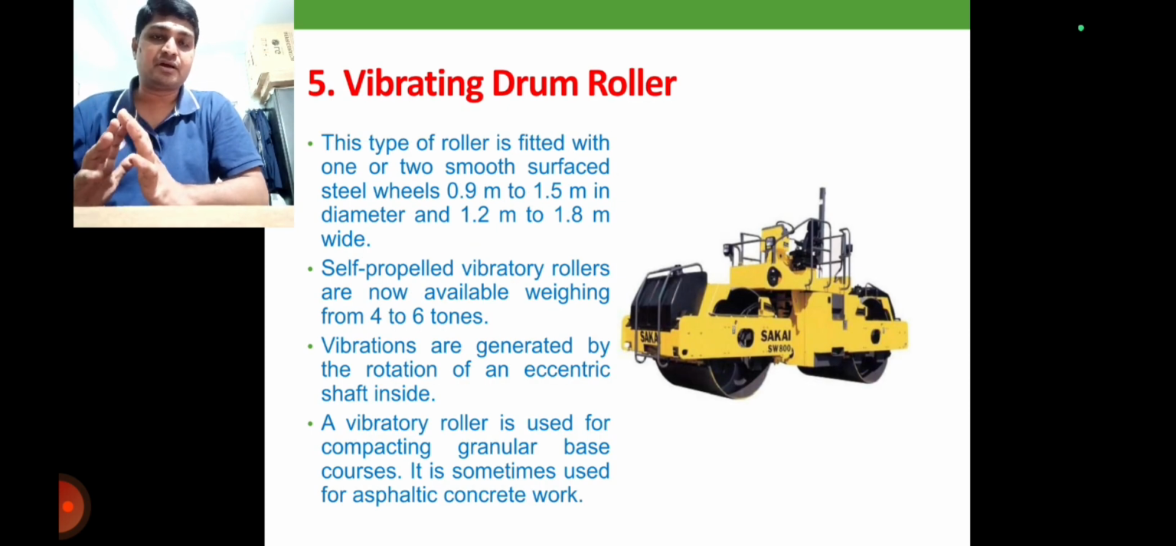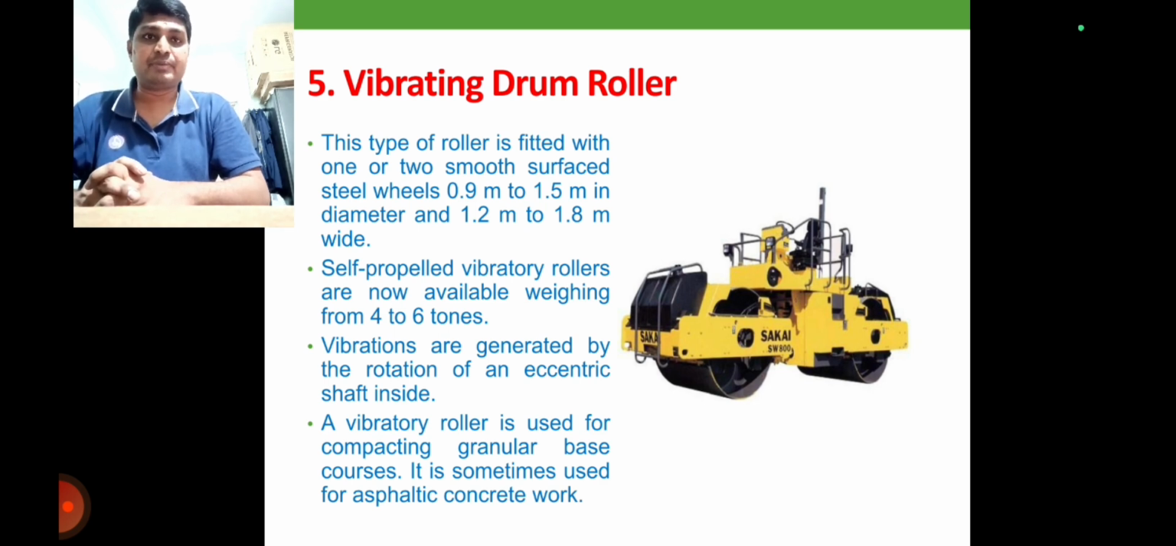Then coming to the fifth, the vibrating drum roller, where the action of vibrating as well as the rolling or compaction process takes place. This type of roller is fitted with one or two smooth surface steel wheels which have 0.9 to 1.5 meter diameter and 1.2 to 1.8 meter width. These are self-propelled vibratory rollers, now available with weights of 4 to 6 tons.